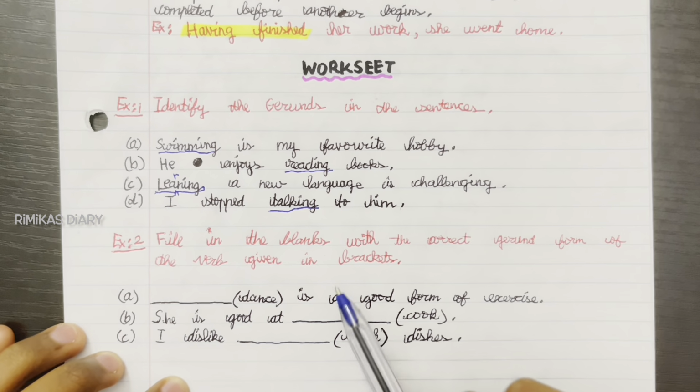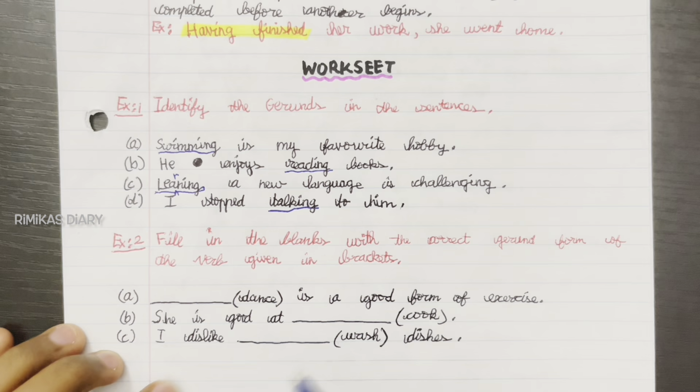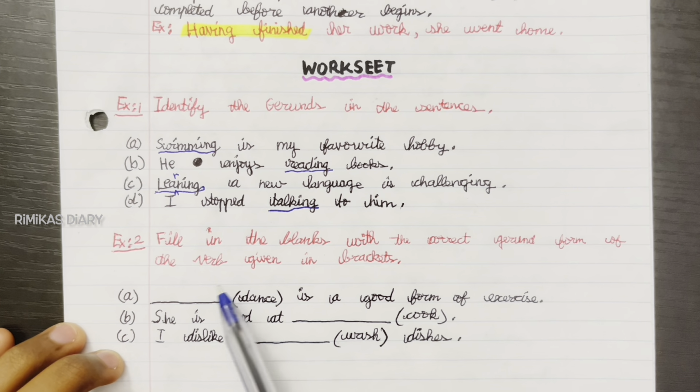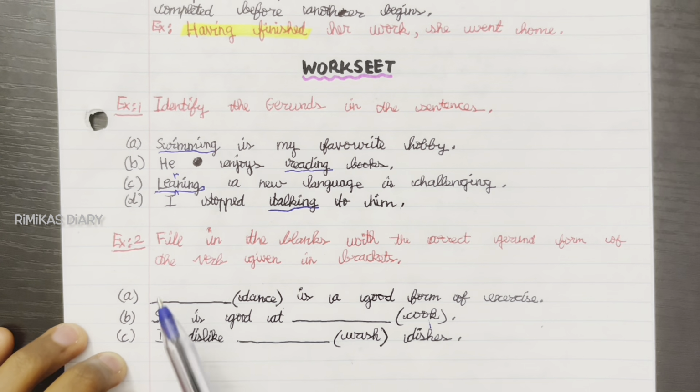Exercise 2. Fill in the blanks with the correct gerund form of the verb given in brackets. So we have to fill in the blanks with the correct gerund form of the verb that is given in the brackets. Let's see the first sentence. Dash is a good form of exercise. So in the bracket they said dance. Remember I said gerunds always end in ing. So dancing is a good form of exercise.